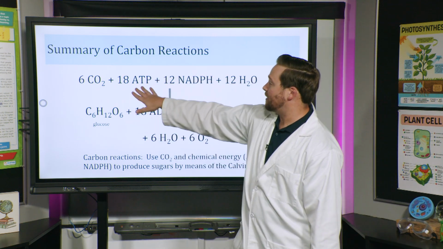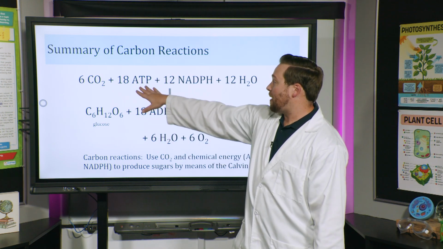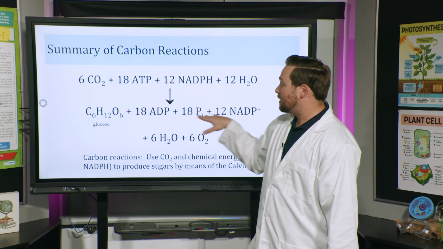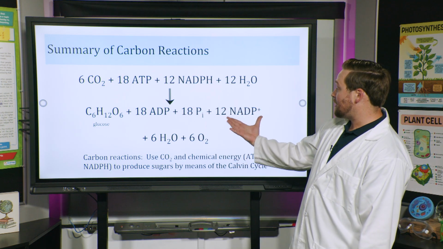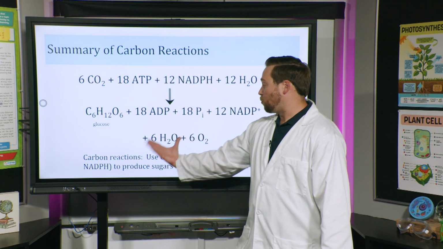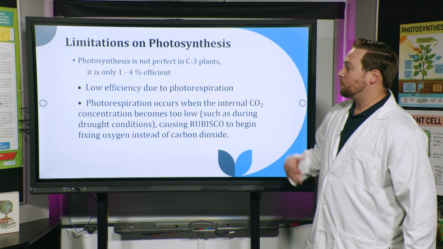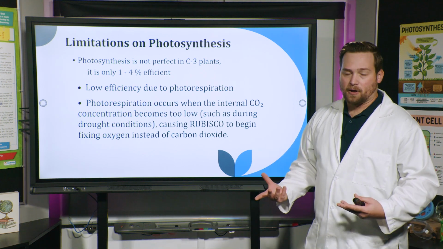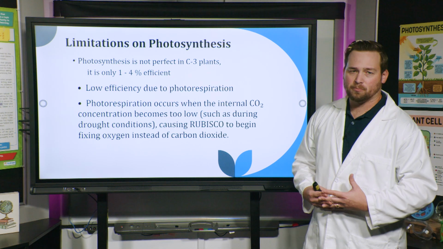We used up a lot of this ATP. We've used the energy from it. When you use up ATP, you get ADP, okay? And then these are extra phosphates to go along with it. We have some NADP plus here. We're also going to produce those water molecules and the oxygen as well, okay? So let's talk about some limitations of photosynthesis. This is where the C3 versus C4 plants become so important.